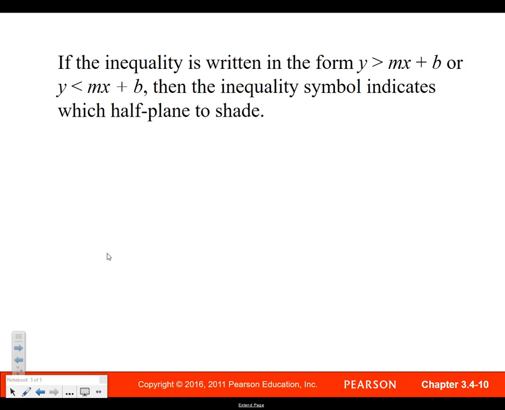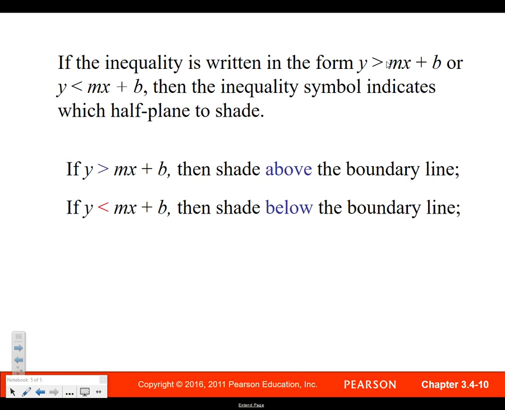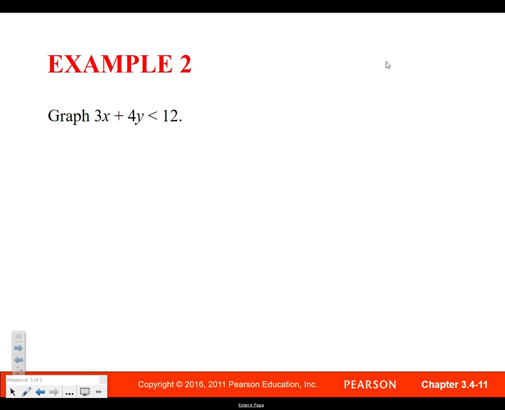Okay, remember what I was saying earlier about the shade above, shade below? That always works if it's in slope-intercept form. It won't always work if it's in standard form. So that's why I say hold off on that. Let's do it this way. If they give you standard form, you have to put it in slope-intercept form in order to figure it out. But it's just easier to plug in a point, isn't it? Okay? Here's another example, and I'll show you both ways.